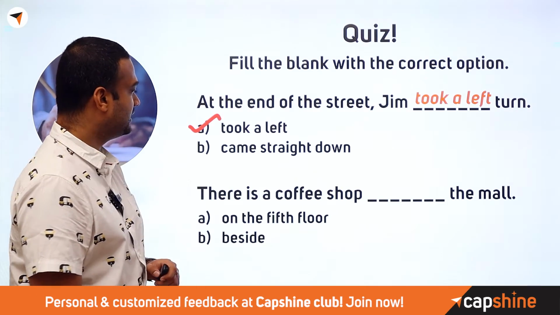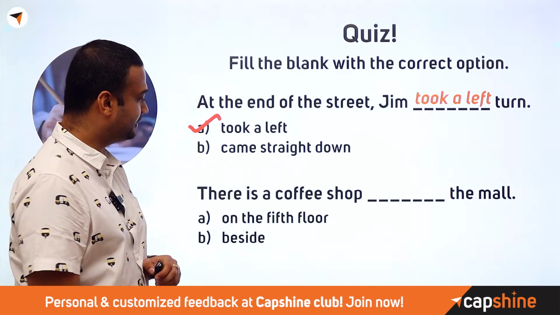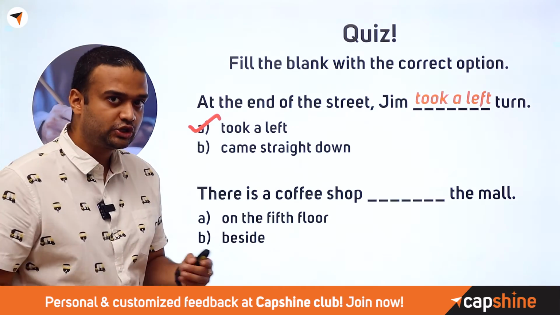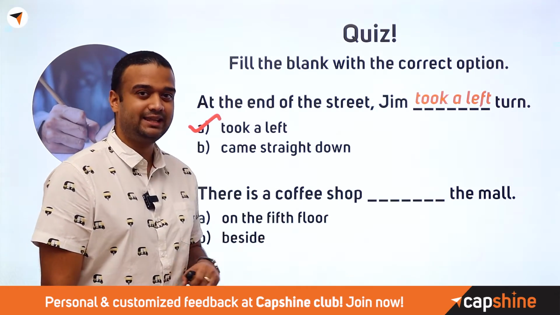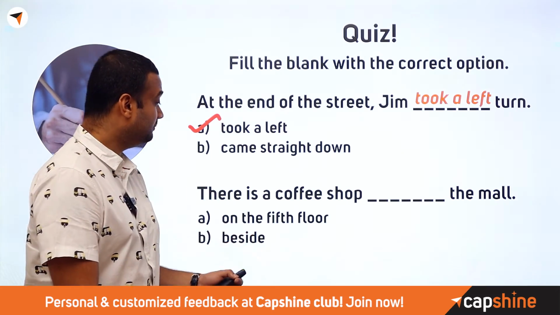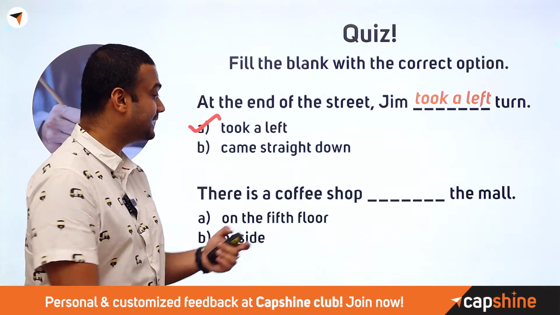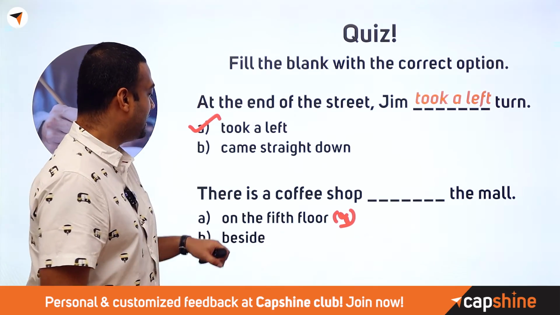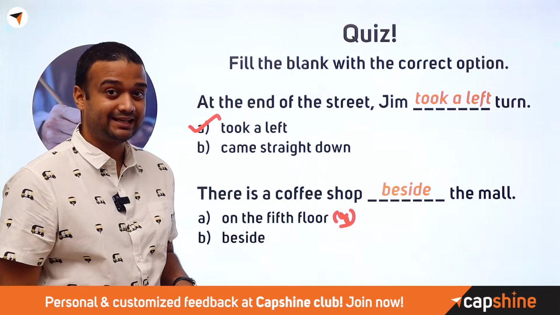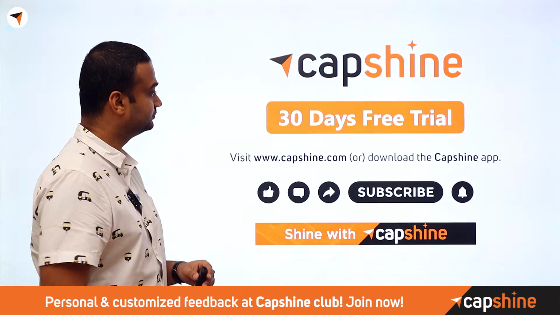Let's look at another one. There is a coffee shop blank the mall. Which could it be? Could it be on the 5th floor of the mall or beside the mall? Well, in this case, it's beside because I would need to have "of," which is not here. So it has to be beside the mall, next to.